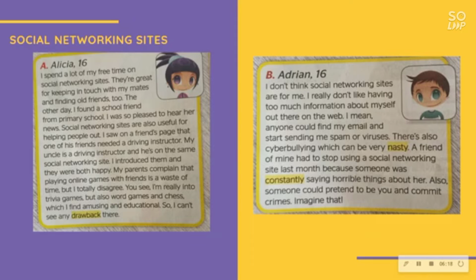I spend a lot of my free time on social networking sites. They're great for keeping in touch with my mates and finding old friends too. The other day, I found a school friend from primary school. I was so pleased to hear her news. Social networking sites are also useful for helping people out. I saw on a friend's page that one of his friends needed a driving instructor. My uncle is a driving instructor and he's on the same social networking site. I introduced them and they were both happy.